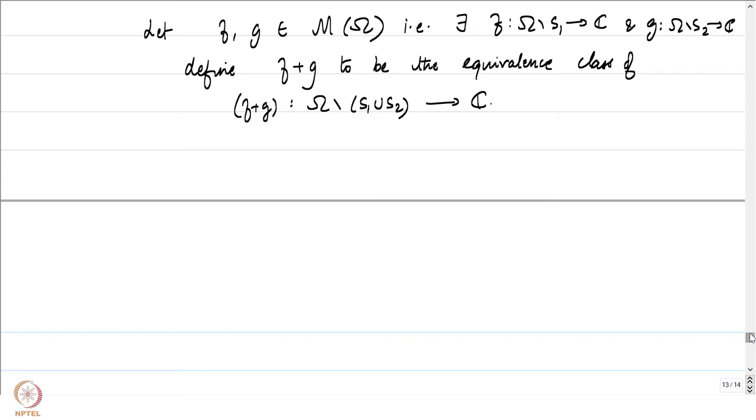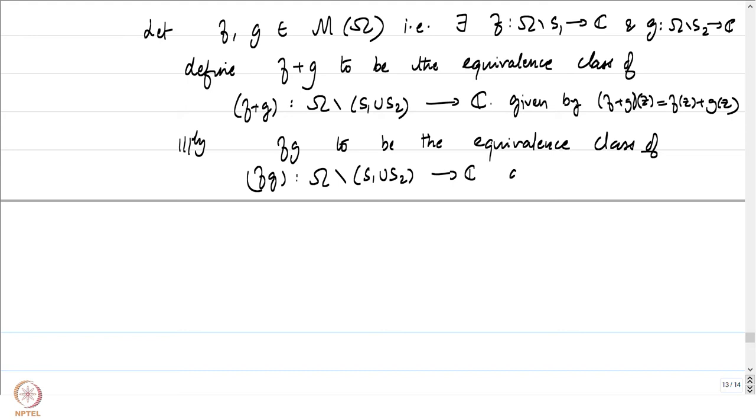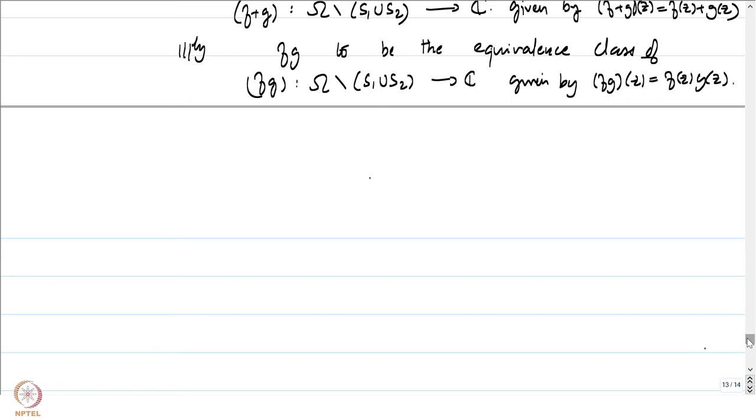Similarly, we could define F times G to be the equivalence class of fg. Here f plus g basically means the standard addition of functions: f plus g of z is equal to f of z plus g of z. And this is a map from omega minus S1 union S2 to C, again given by the usual multiplication of functions, so fg of z is equal to f of z times g of z. The check that f times g will turn out to be a meromorphic function is quite straightforward. There are many cases that will come up; one just has to sit down and check them. I will anyway do it for f times g and leave f plus g as an exercise for you.